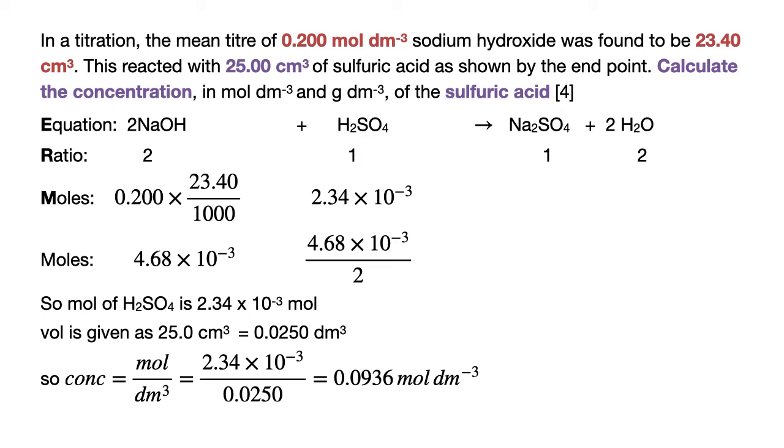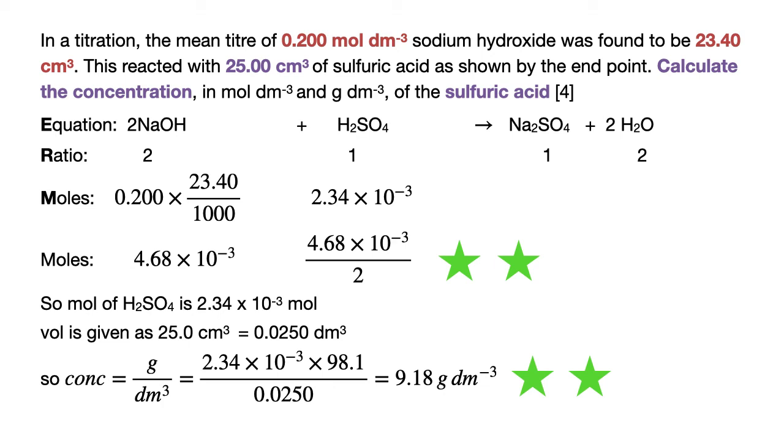The question's also asking us to calculate the concentration in grams per decimetre cubed. To do that, you need to convert moles to mass. So we want our concentration in grams per decimetre cubed. Convert the moles of sulfuric acid that you calculated to a mass, and to do that you multiply it by the relative molecular mass of H2SO4, which is 98.1 grams per mole. So multiply the moles of sulfuric acid by 98.1, and then again divide it by the volume in decimetres cubed, and that will give you your concentration in grams per decimetre cubed, which I've calculated to be 9.18 grams per decimetre cubed. And again, that's given to 3 significant figures.